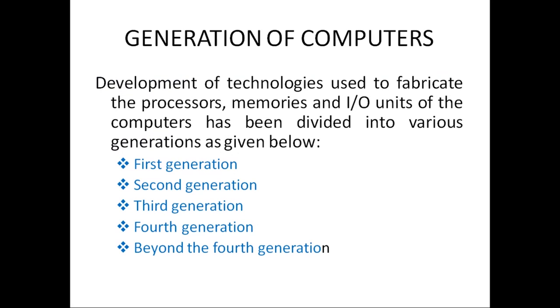Then first of all we must know the evolution, the various generations of computers. The development of the technology used to fabricate the processors, memories and I/O units of computers has been divided into various generations. So we divide it like this: the first generation, second generation, third generation, fourth generation and beyond the fourth generation. Okay.